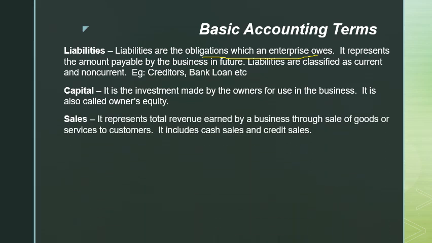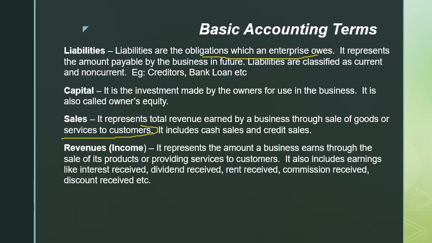Then sales. It represents the total revenue earned by the business through the sale of goods or services to the consumers. It includes both cash and credit sales. Then revenue. Revenue is the total of all income. It represents the amount a business earned through the sale of its products or providing its service, and it also includes earnings like interest, dividend, rent, commission, etc. So all the incomes of the business are termed as revenues.